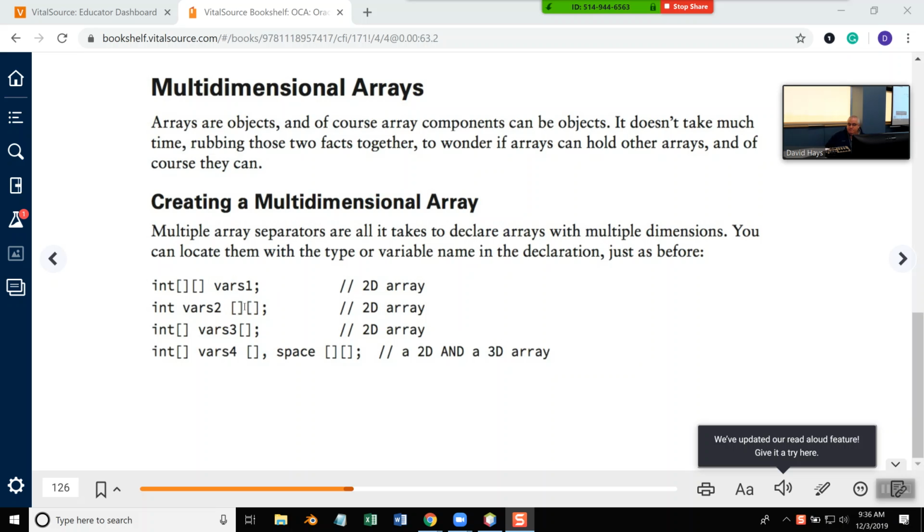So another two-dimensional array here. You see, you can put the brackets here, or you can put them after the name, or you can split it up, which is kind of weird. And this is a three-dimensional array because you got the two brackets after this one called space, and then you got a one after the int. So that'd be a three-dimensional.